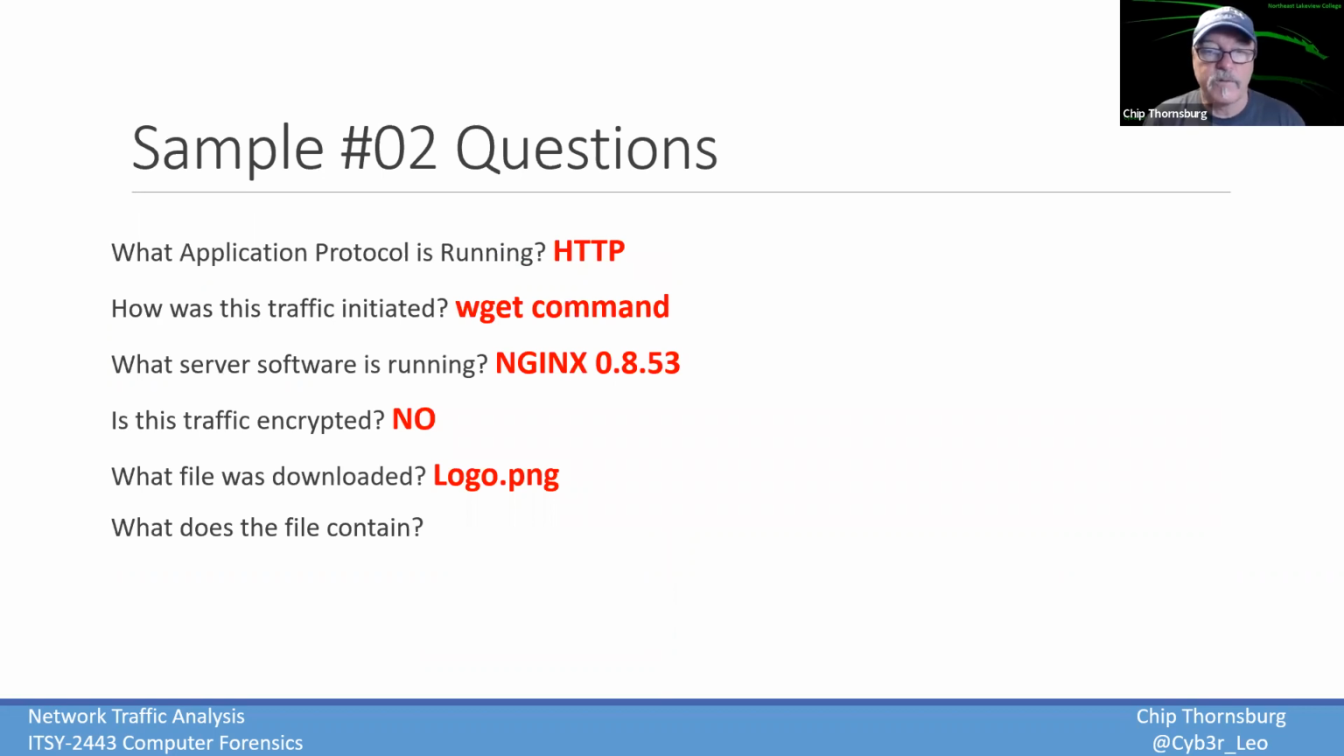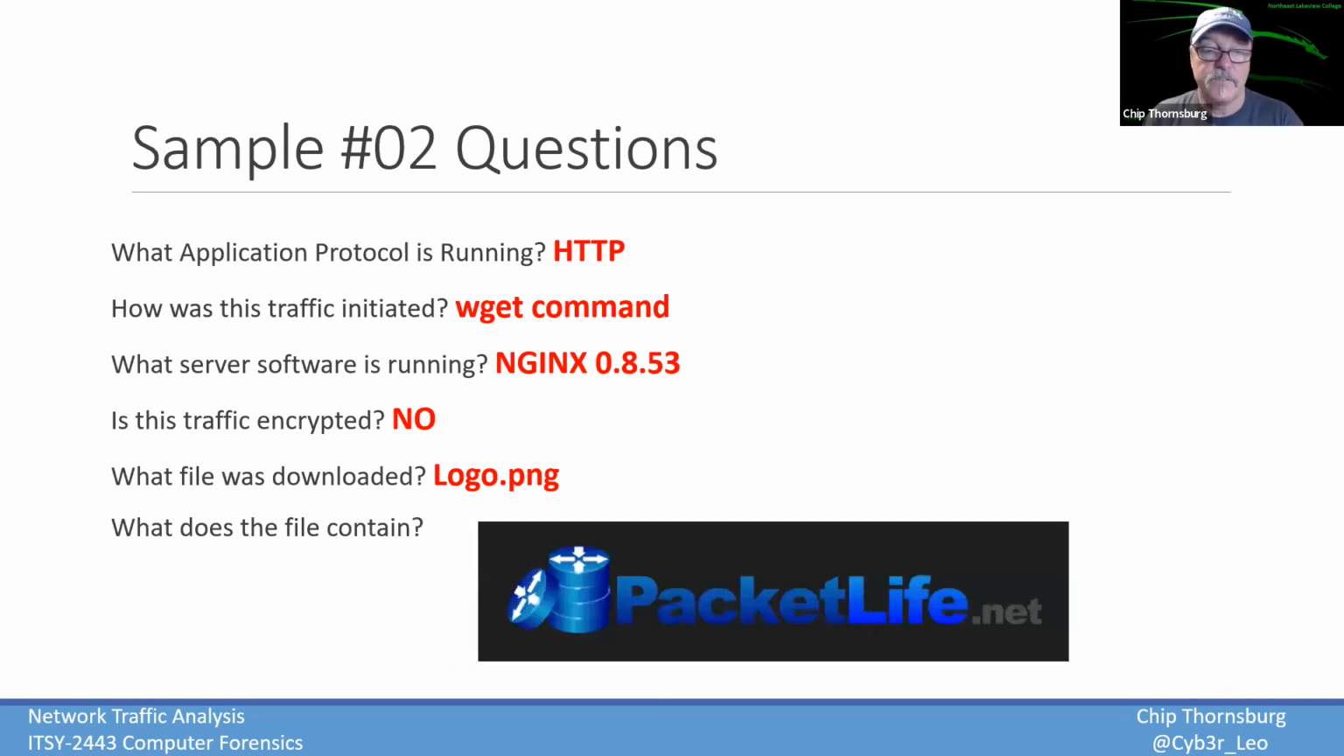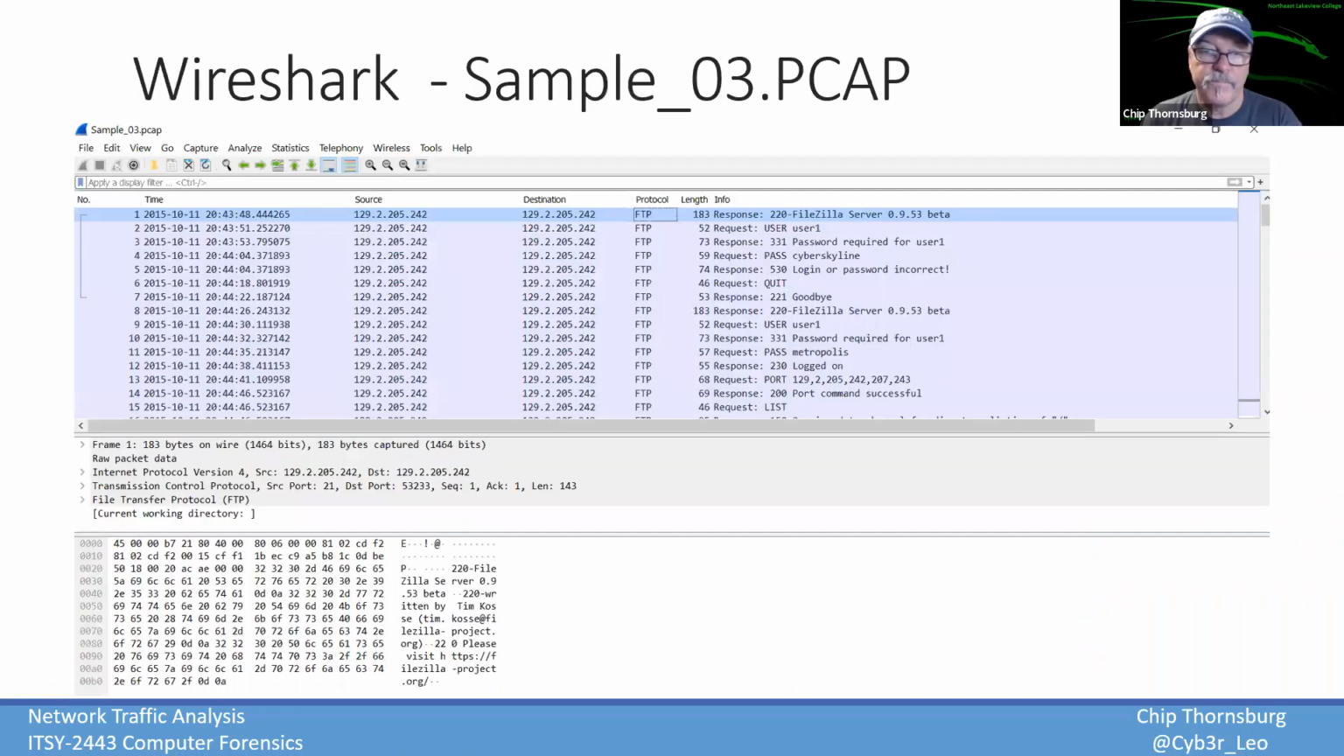So the protocol running was HTTP. The traffic was initiated with a wget command. The server, I mentioned that, is running Nginx. It's not encrypted. The file downloaded was logo.png, and the file actually was a logo image that we saw in that particular example.